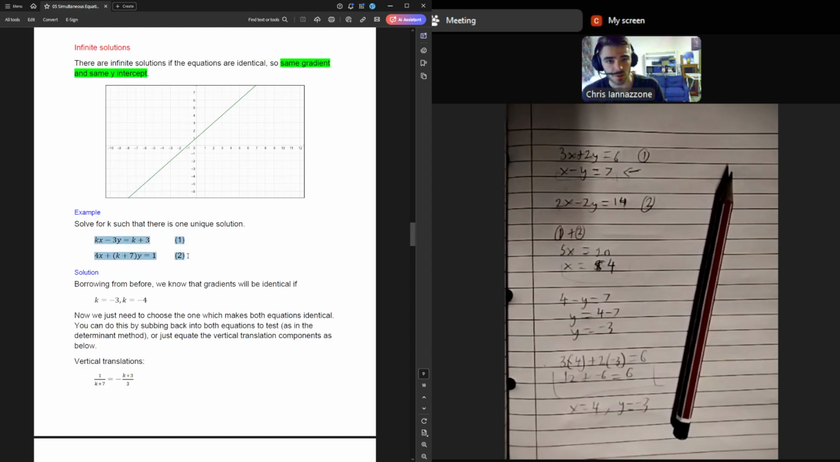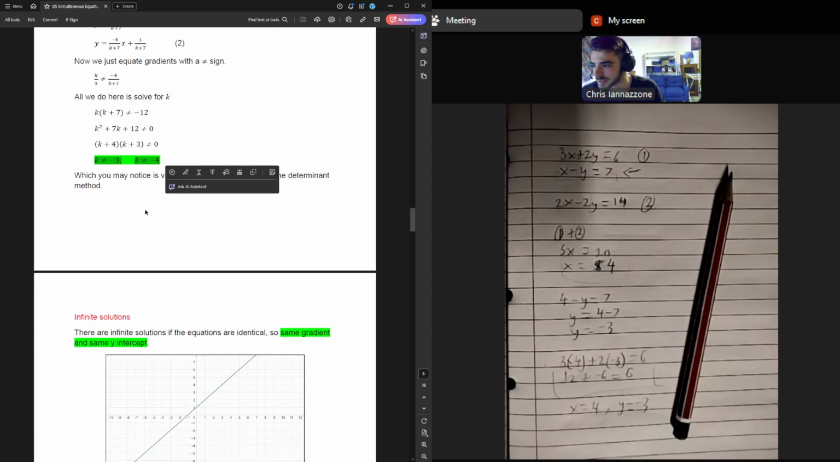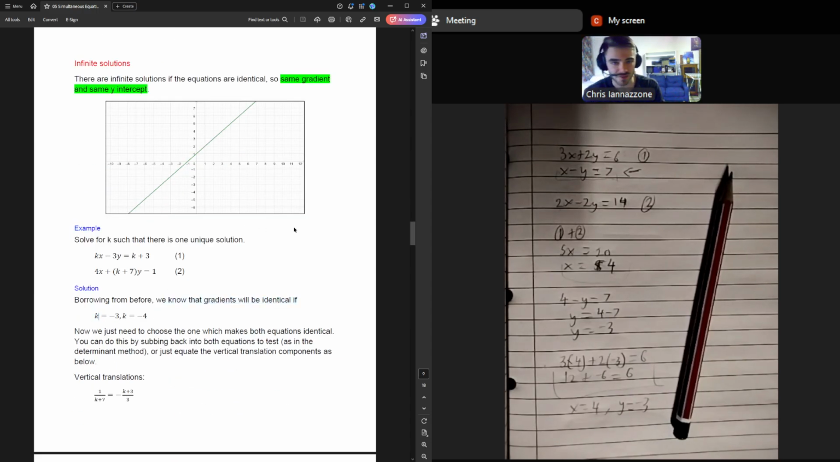Here's the same set of equations, just to save some time. From before, we already know that the gradients will be identical if k equals -3 or if k equals -4. That's where they're the same gradient. This is where if we wanted them to not be the same, they had to not be that. So the same would mean they have to be k equals -3 or k equals -4.